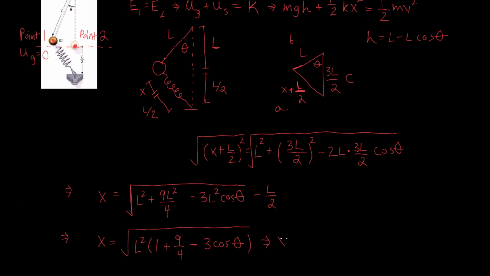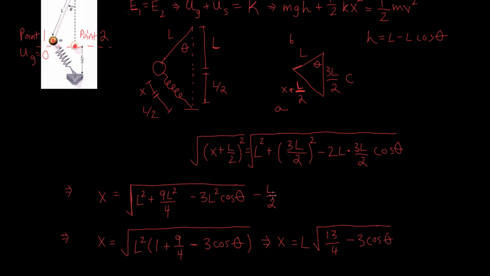Let's simplify this further. Notice that L squared is the variable that we factored out. We can take that out of the square root because L squared is a perfect square. So the square root of L squared is just L. And 1 plus 9 over 4, if we get a common denominator of 4, we get 13 divided by 4 minus 3 times the cosine of theta.